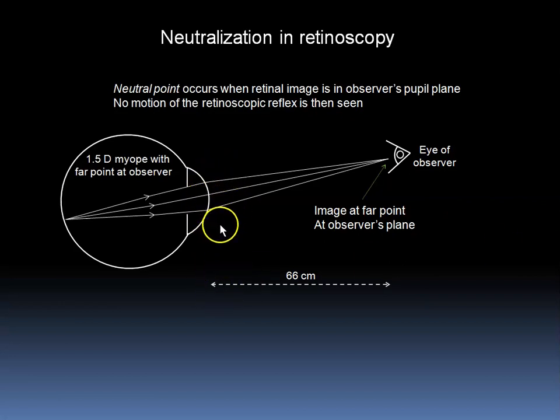If we determined that we needed 3 diopters, for example, to get neutralization when observed at this distance, then this patient would need 3 diopters minus 1.5, which would be 1.5 diopters to see at infinity. This patient would be a hyperope.